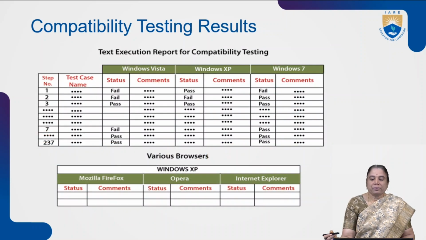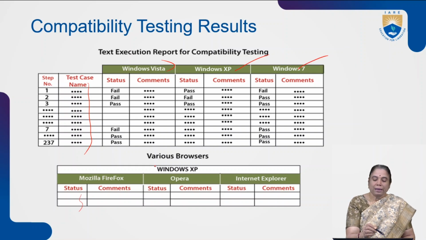The compatibility testing results are represented with a compatibility matrix, with test cases against different operating systems. The variety of test cases are passed or failed, and the comments must be noted in the compatibility testing results. Here all the test cases can be run in Windows Vista, Windows XP and Windows 7, and those test cases can also be run in different web browsers like Mozilla Firefox, Opera and Internet Explorer.